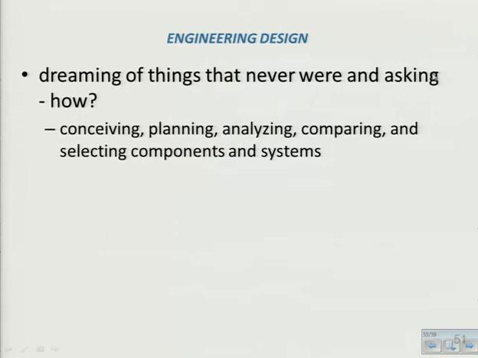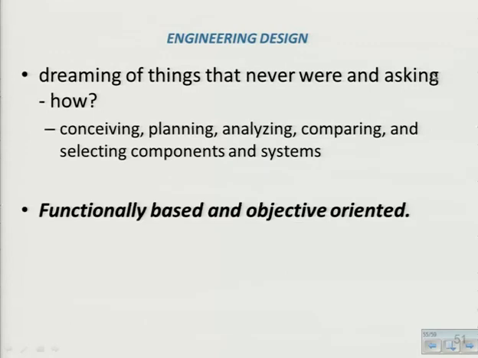All right. What is engineering design? Well, dreaming of things that never were and asking why not or how. So this is conceiving, planning, analyzing, comparing, selecting components and systems. That's what we're talking about with axiomatic design. We want it to be functionally based and objective-oriented. In fact, what we're trying to do as engineers is create value by thinking. We're perhaps by nature somewhat lazy physically, and if we can think of a better way of doing things that doesn't require so much effort, we would like to do that.